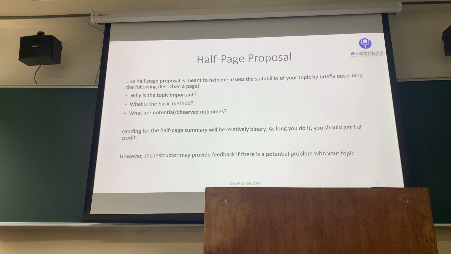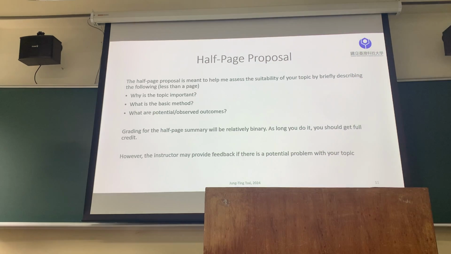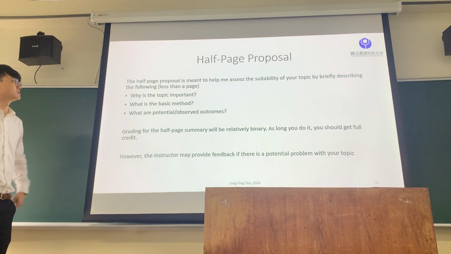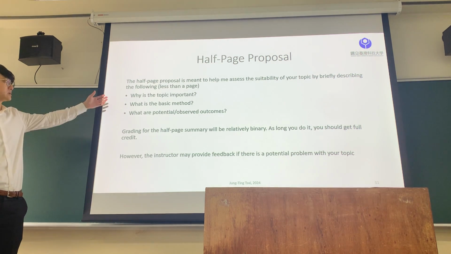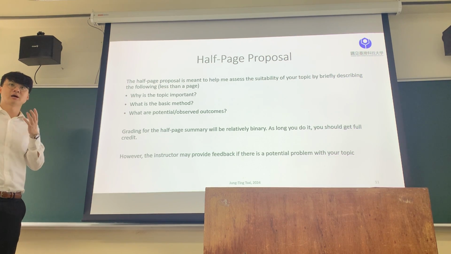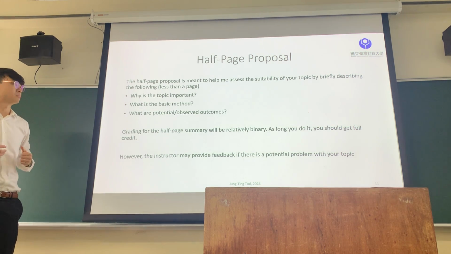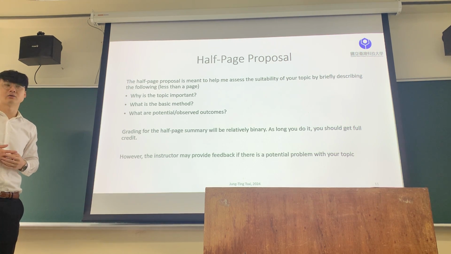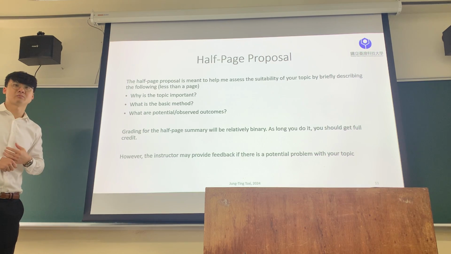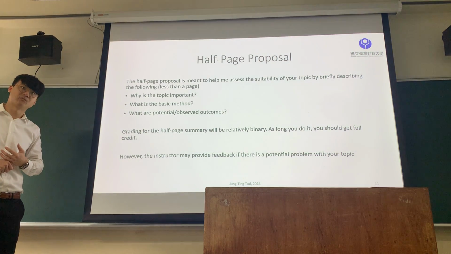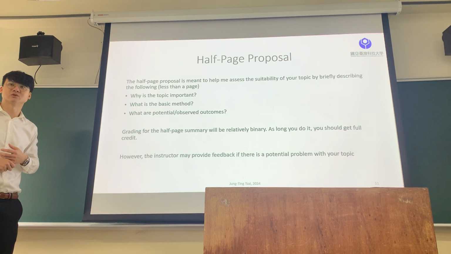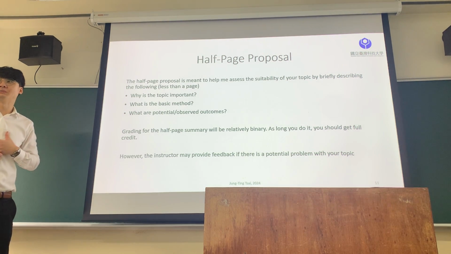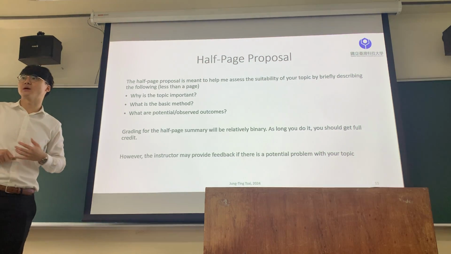So here's the half-page proposal. The half page is meant to help me assess the suitable topic by briefly discussing the problem. So it's really less than a page. I can show you what it looks like. So why is the topic important? In this half-page proposal, you tell me why it is important. Why do I care? What is the basic method? What's the method they use for their research? What's the tool? And what are the potential outcomes? So you have to be a salesperson to convince me, right?